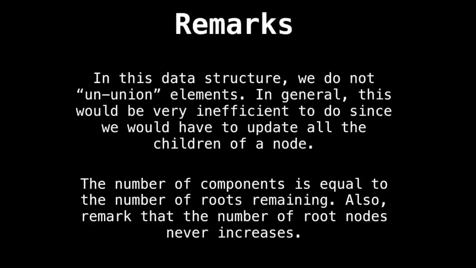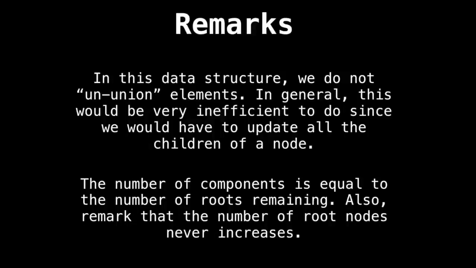So just some remarks about this union find data structure. In general, we don't really ununion elements, just because this would be inefficient, as we'd have to update all the children which point to that node, and we don't have access to those. But we could probably, in theory, keep track of that. I just don't see any application currently, but there might be.